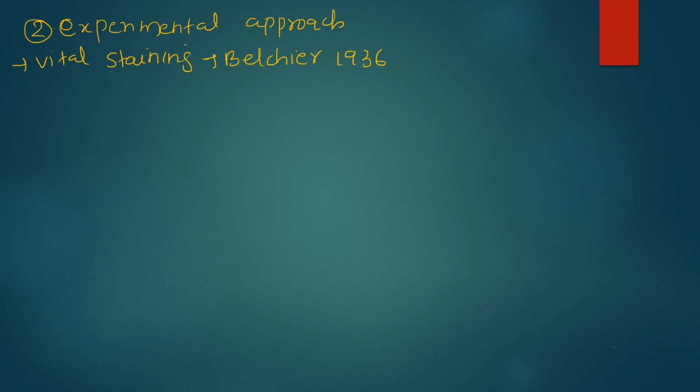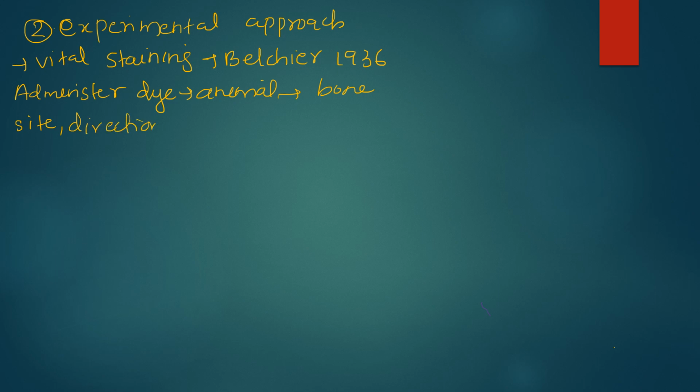In vital staining, first of all we have to administer the dye into the animal. Then this dye gets incorporated into the bones of the animal. Then after killing the animal, we can study the site of growth, direction of growth, duration of growth, and amount of growth.